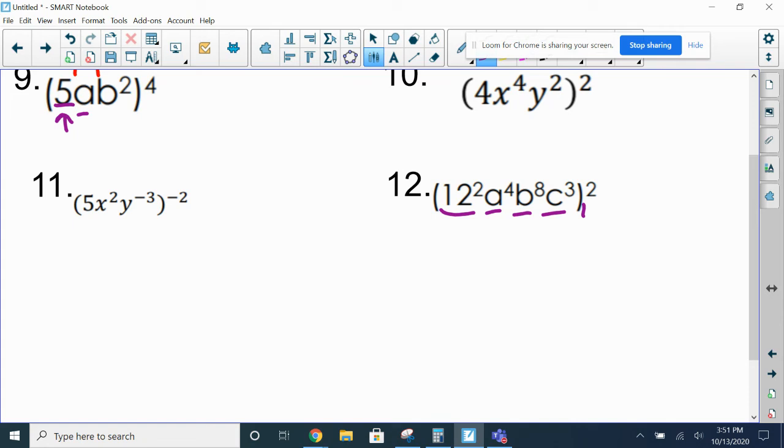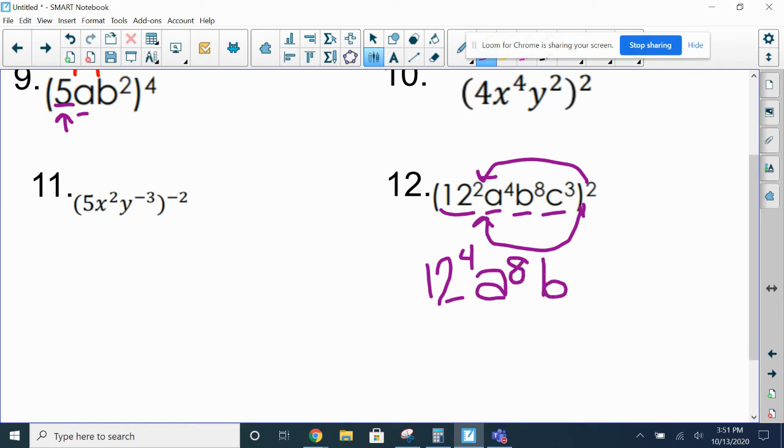So 12 to the 2 to the power of 2. So 2 to the power of 2, 2 times 2 is 4. We're going to distribute it into the A. So 4 to the power of 2. 4 times 2 is 8. So keep that base. 4 times 2 is 8, we said.